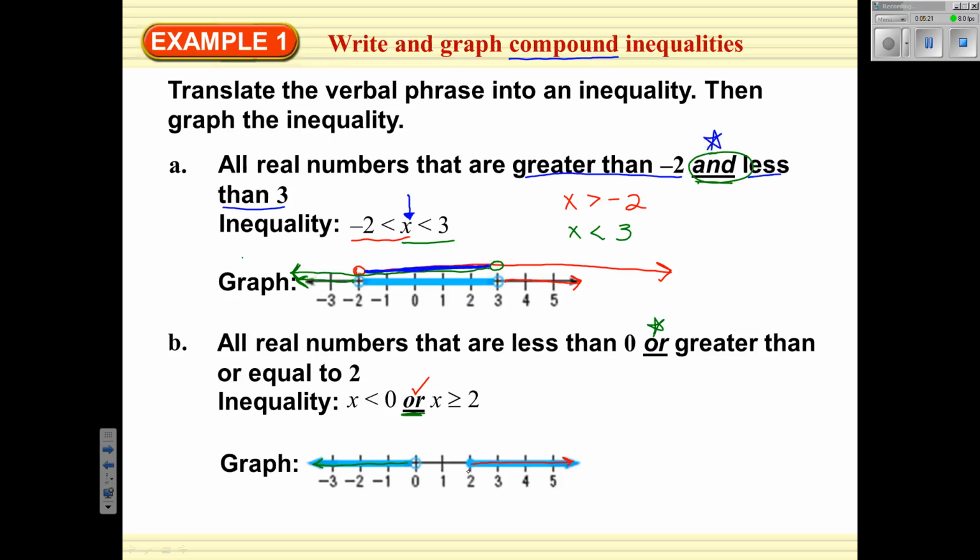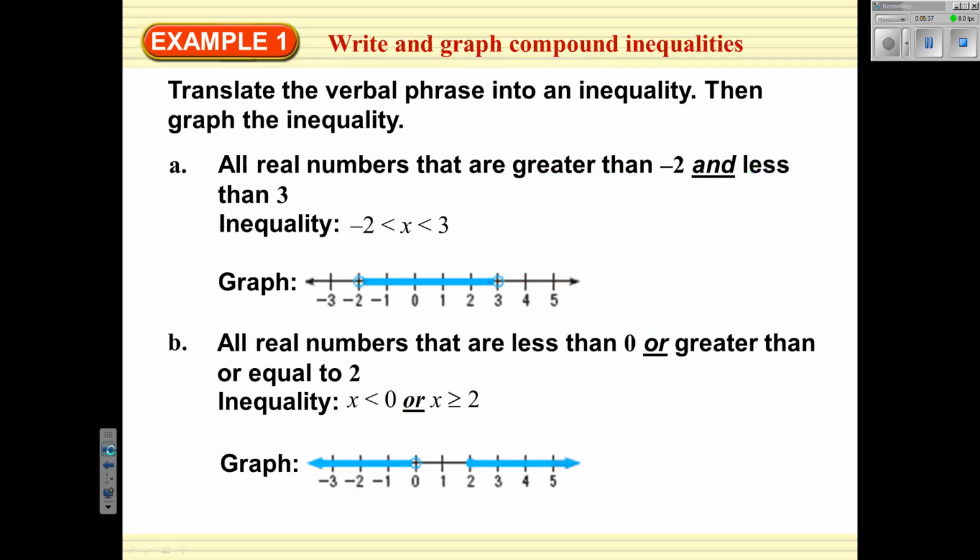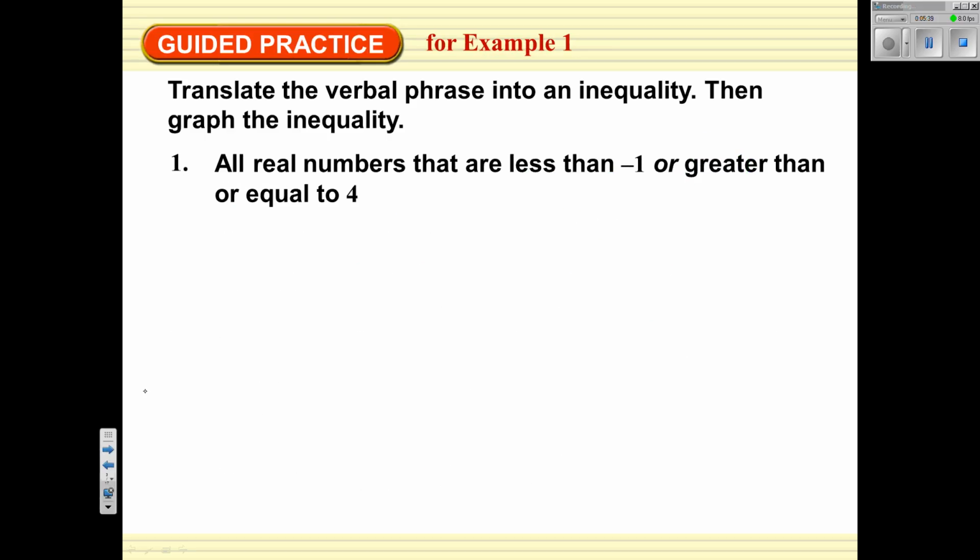So that's why this right here in the middle is left blank, because 1 is neither less than 0 nor greater than or equal to 2. So 1 cannot be in the solution set because it doesn't satisfy either of these inequalities. Okay? All right, so moving on.